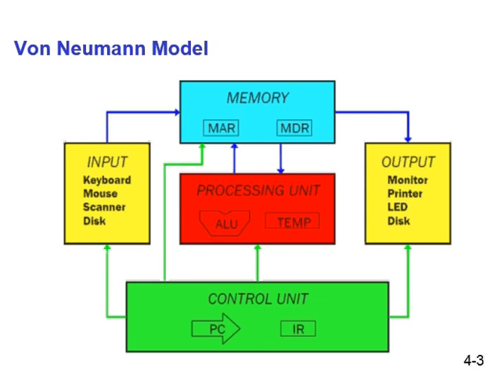We have the von Neumann model with 5 different components. You see control unit, processing unit, memory, and input-output devices. For the memory, you have 2 things inside: the first, MAR and MDR. The next one, processing unit, with ALU and the set of registers. For the control unit, you have PC and IR.